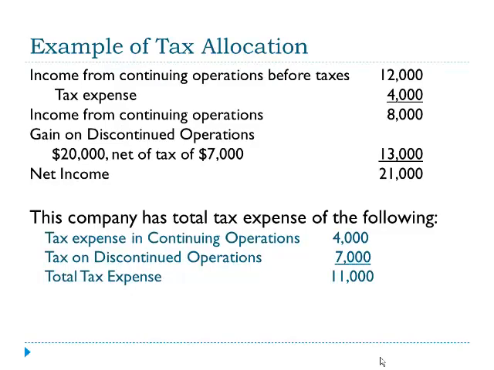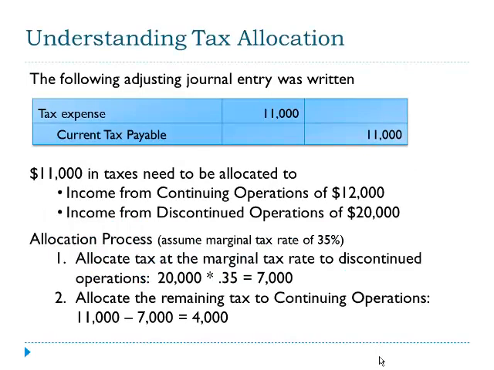For example, if we have income from continuing operations before taxes of $12,000, tax expense on that income from continuing operations of $4,000, giving income from continuing operations after tax of $8,000. And then we report a gain on discontinued operations, gross of $20,000, net of tax of $7,000, resulting in only a $13,000 gain on discontinued operations. When we add the $8,000 and $13,000, we get net income of $21,000. With that disclosure on an income statement, the amount of tax expense is going to be the tax expense on continuing operations plus the tax on discontinued operations. So altogether, this company has $11,000 of tax expense that's been allocated, some to discontinued operations and some to continuing operations.